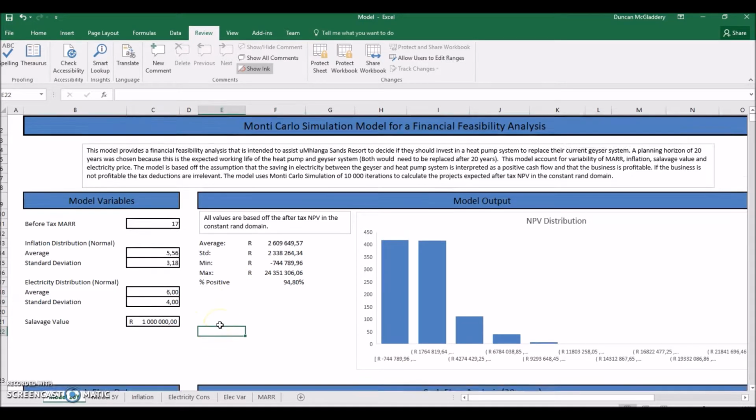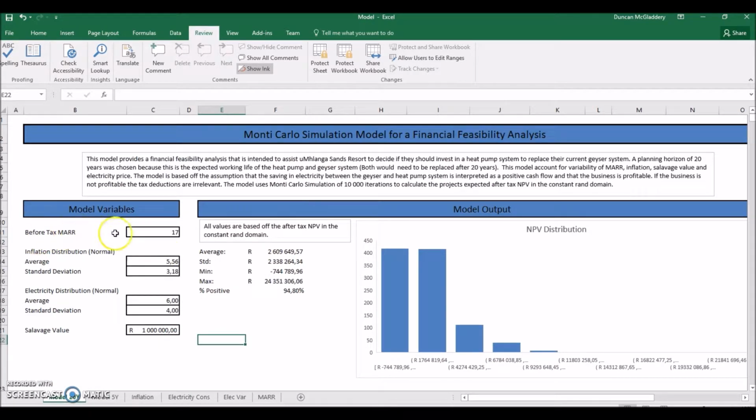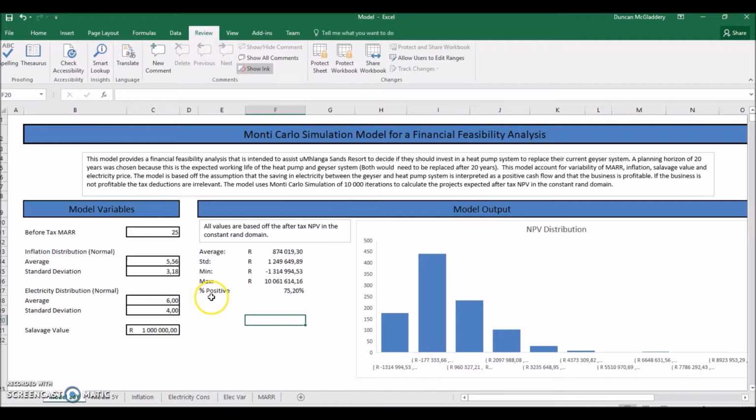So a further requirement was to evaluate the effect of varying MAR. So I chose 17, but there's a chance that the managers believe that this project is riskier than what I perceive it to be. So they might say increase it to 25. And we can see what the effect of this is by pressing F9. And then we can see that the percent of the time it's positive drops down to 75%, and that the average value is only 874,000. So changing the MAR value had quite a large effect on the attractiveness of this project.